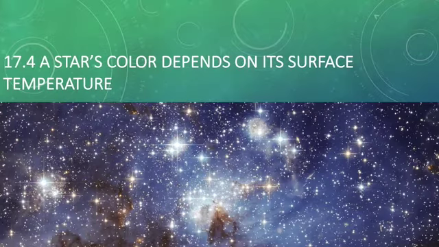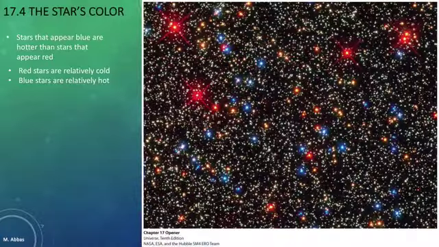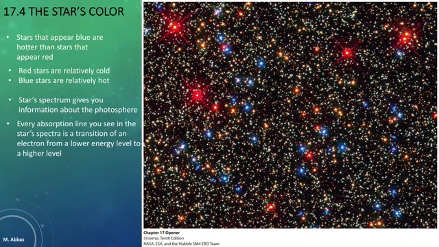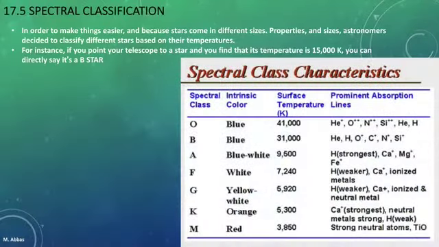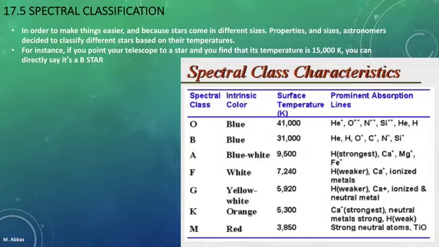Next, I want to talk about the color and temperatures of stars, which I think we have already discussed, so I'm just gonna skip this one. We have talked about this at the beginning of this chapter. So now it's about spectral classification. I'm not gonna talk much about this either, but I'm gonna tell you what this is all about.